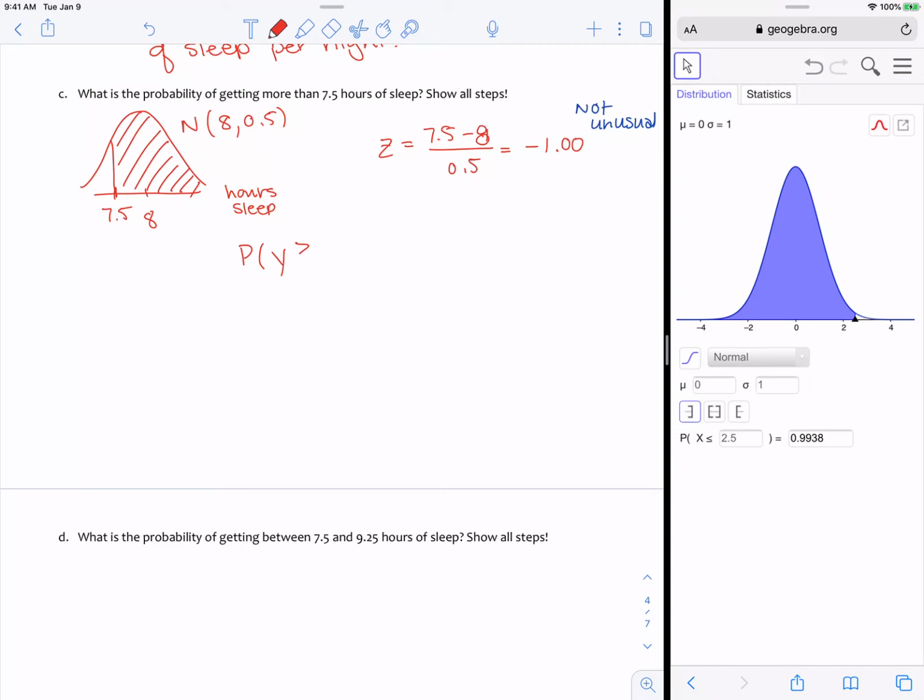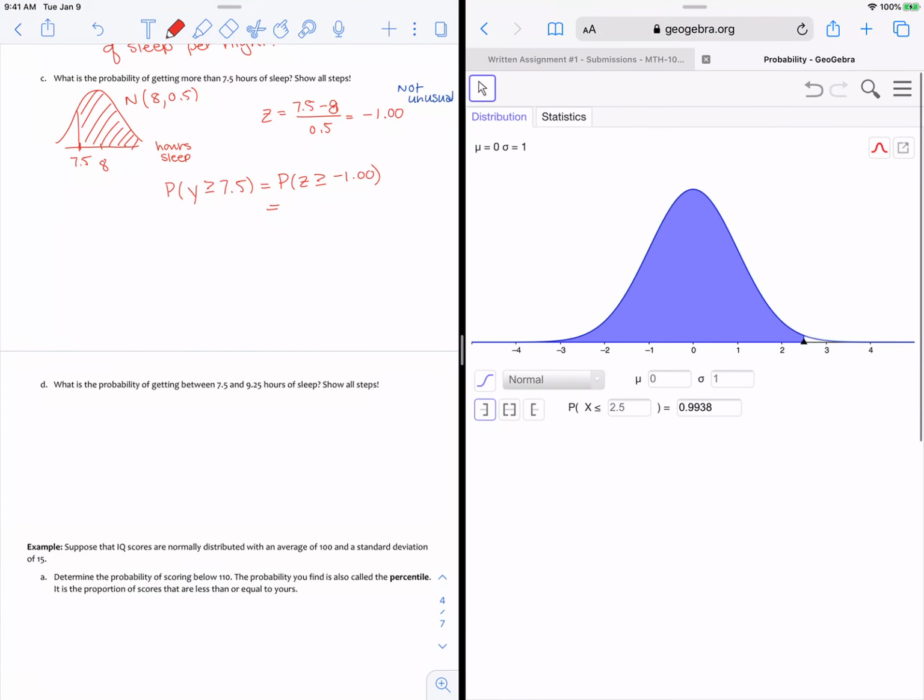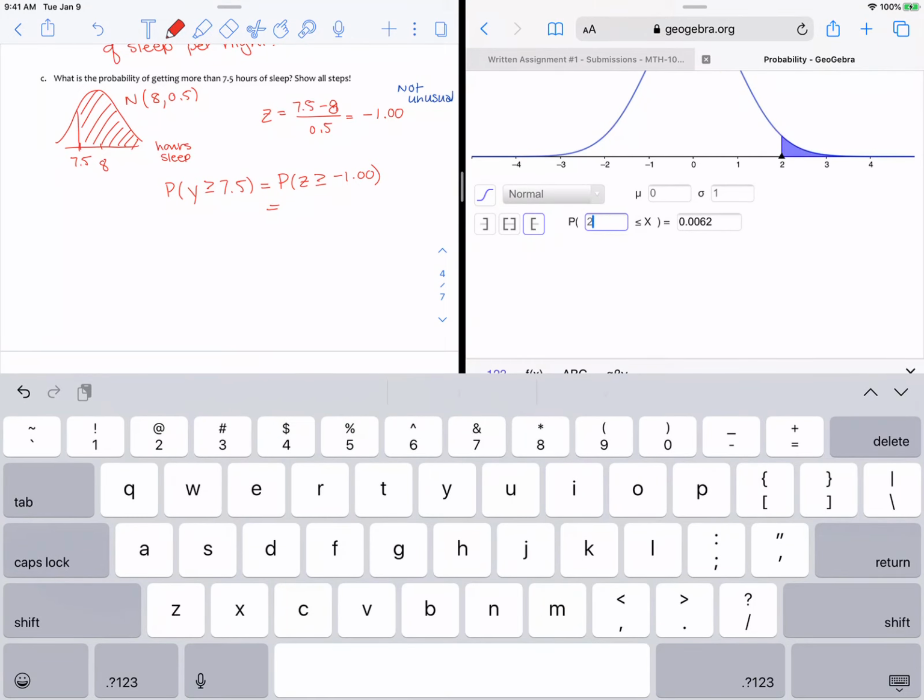So this is y is greater than or equal to 7.5. This is equivalent to the probability that z is greater than or equal to negative 1.00. And then we go to GeoGebra for that. So again, we're still in 0 and 1. We don't have to make any changes there. We do want greater than now, so switch that direction. And we want to enter this in as negative 1.